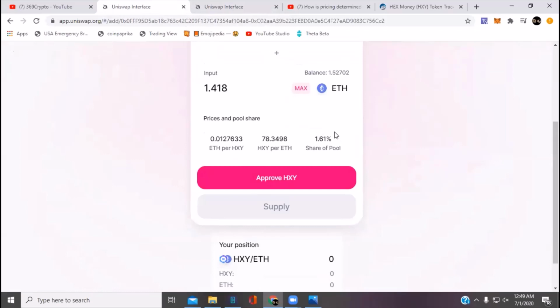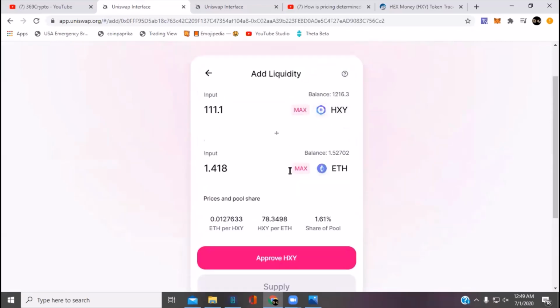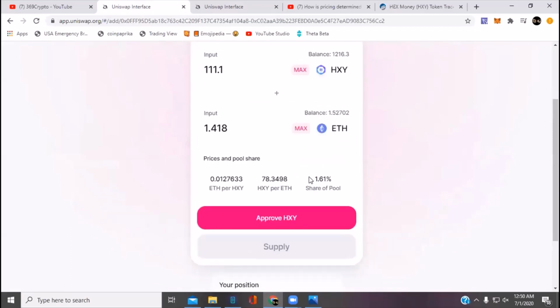But on this one, I would have 1.61% of all transaction fees that come through there until I pull that out. Whether or not the price goes up and down, that's fine. Maybe I'll have more ETH on the other side when I pull it out, or more Hex Money tokens on one side if the price goes down. Either way, I'm making money, earning crypto from the transactions that go in between, and I would earn 1.61% of that share.